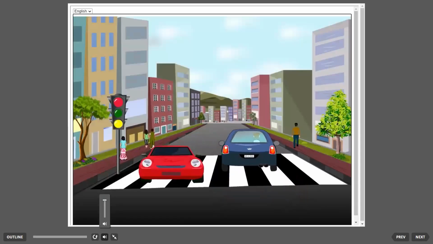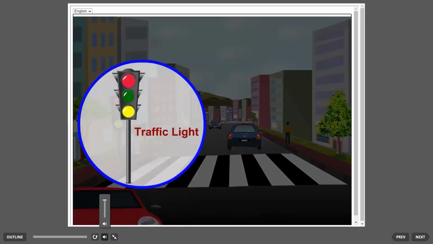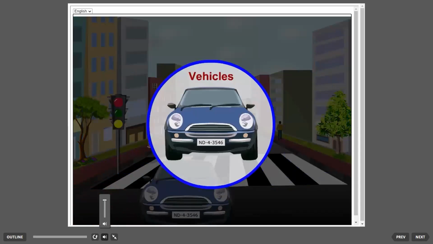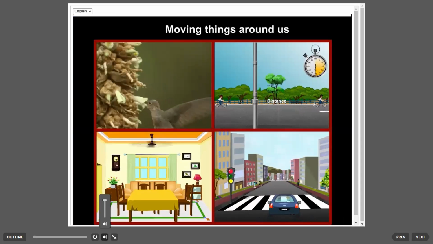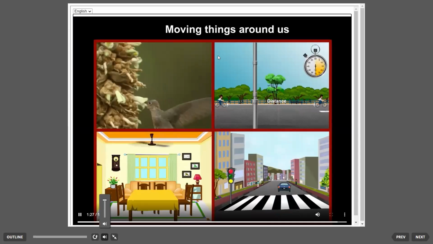On the road, you can see the traffic lights and plants are at rest, while the vehicles are in motion. In this way, all the things around us are either moving or at rest.